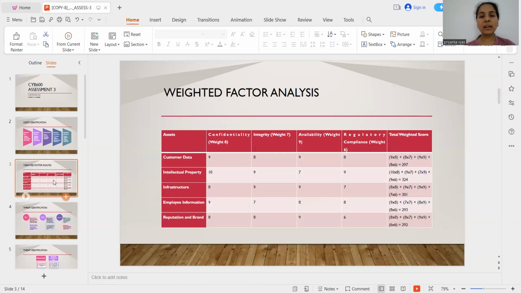Next, the weighted factor analysis is given. Here the assets, confidentiality, integrity, availability, regulatory compliance, and total weightage scores are given for customer data, intellectual property, infrastructure, employee information, and reputation and brand.